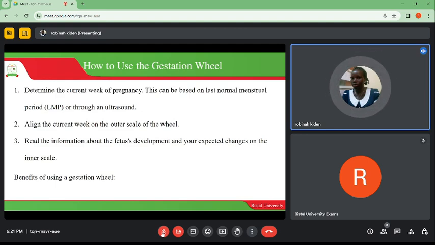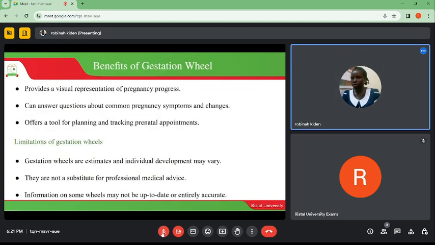So, benefits of using the gestational wheel. It provides a visual representation of pregnancy progress. You can see how your pregnancy is progressing. Then it can answer questions about common pregnancy symptoms and changes. It also offers a tool for planning and tracking prenatal appointments.